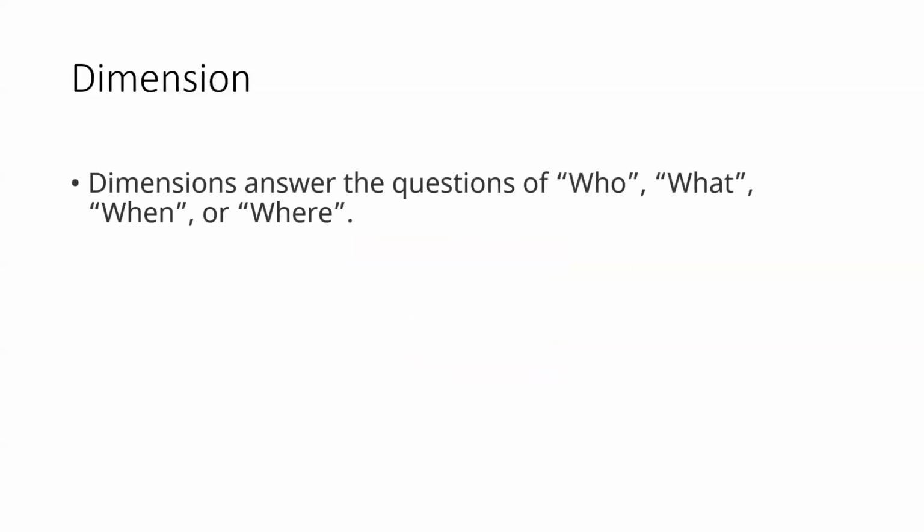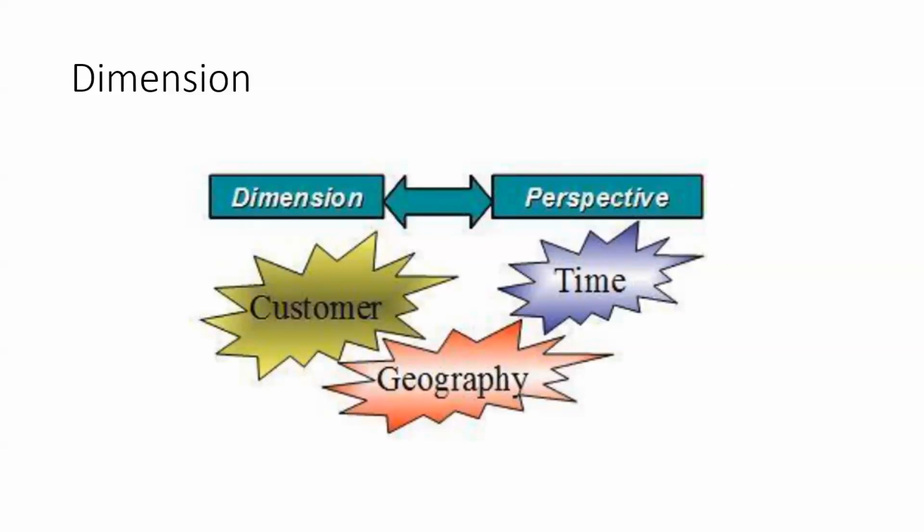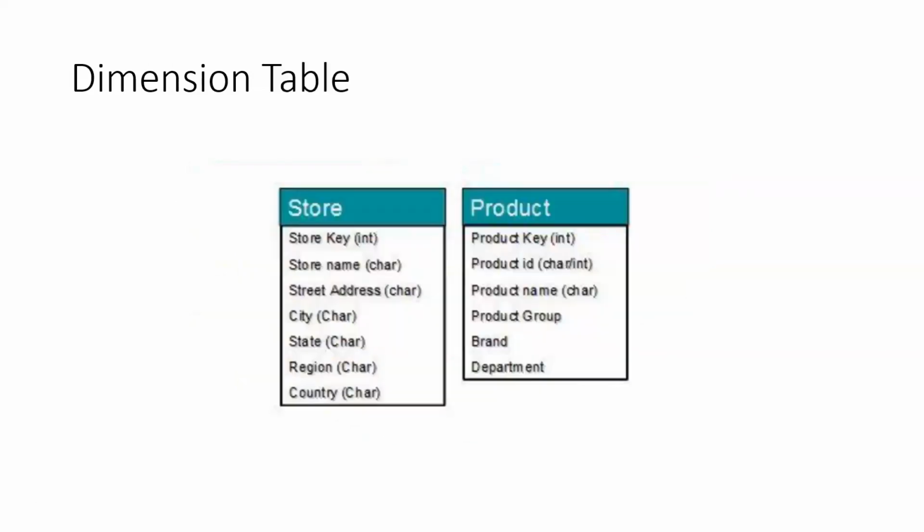Coming to dimensions first. Dimensions answer the questions who, what, when, where. Those are the general dimensions that should be common for each project, like customer, time, geography, employee. Here is an example of what a dimension looks like. Store can be a dimension table, and product can be a dimension table. In the store table, store key is the primary key, and apart from that, all the dimension related information: where the store is located, the particular name of the store, which city, state, region, country. For product: product key, product ID, product name, product group, brand, department. Everything is related to dimensions, not to measures.